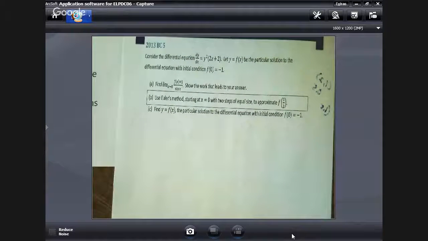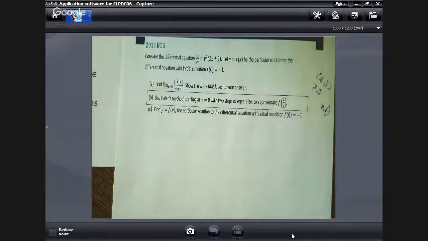So this is from the AP Calculus BC exam from 2013, and this is problem number 5. And the reason I have part B boxed is that that's really the only part I'm going to look at, the Euler's method parts. The other parts are important, but not relevant to the topic at hand. So we have the differential equation dy/dx is equal to y squared times (2x plus 2). And y equals f of x is the particular solution with an initial condition f of 0 equals -1.